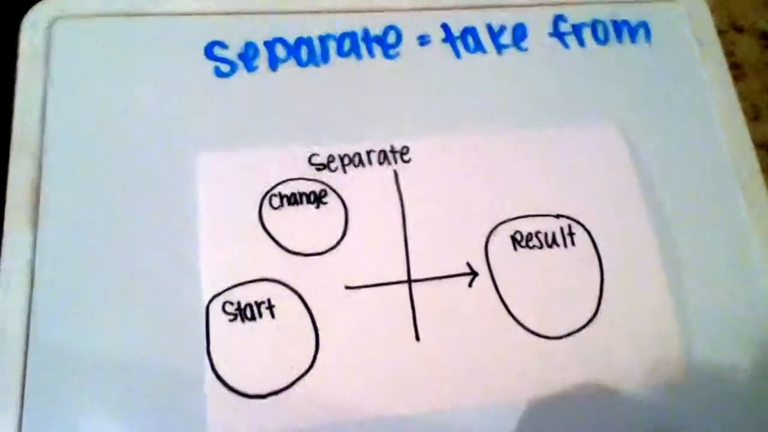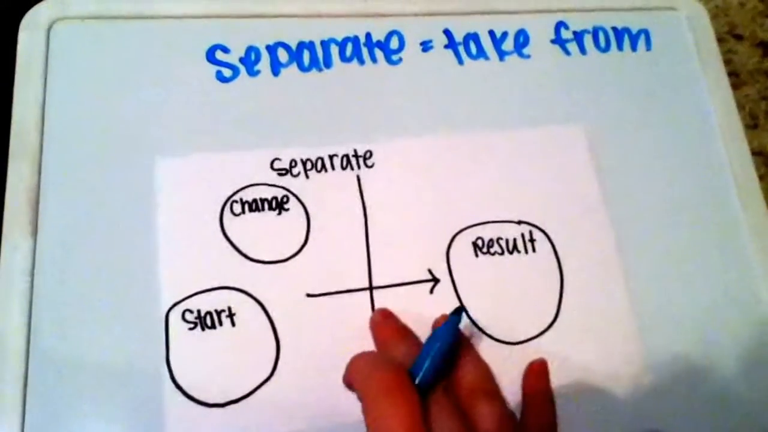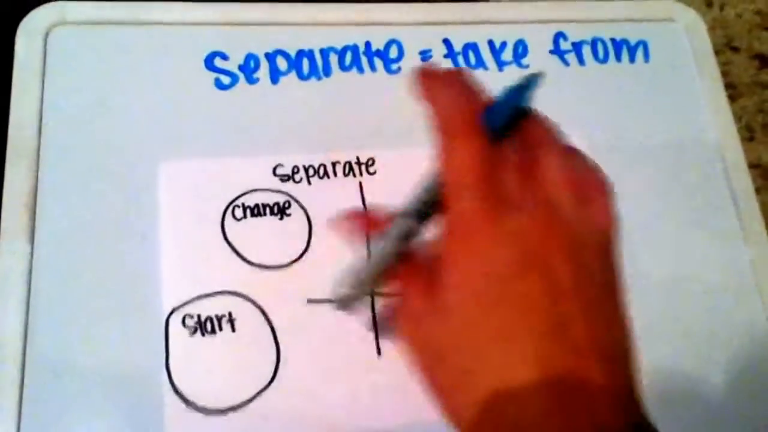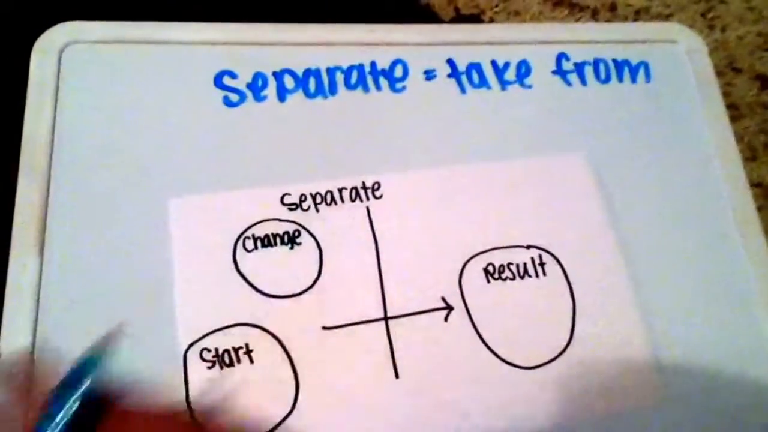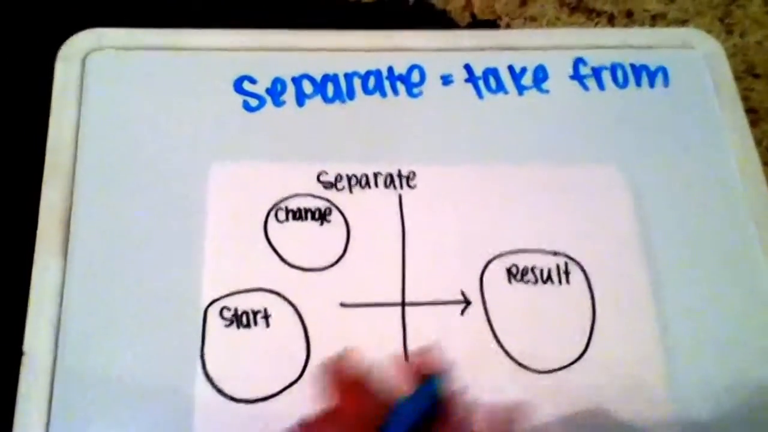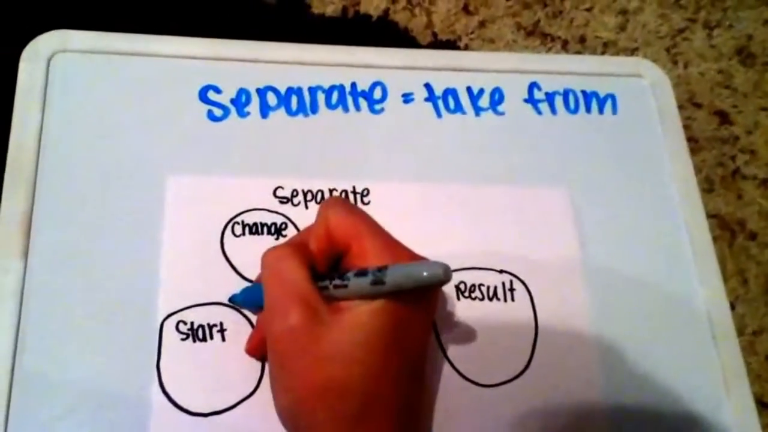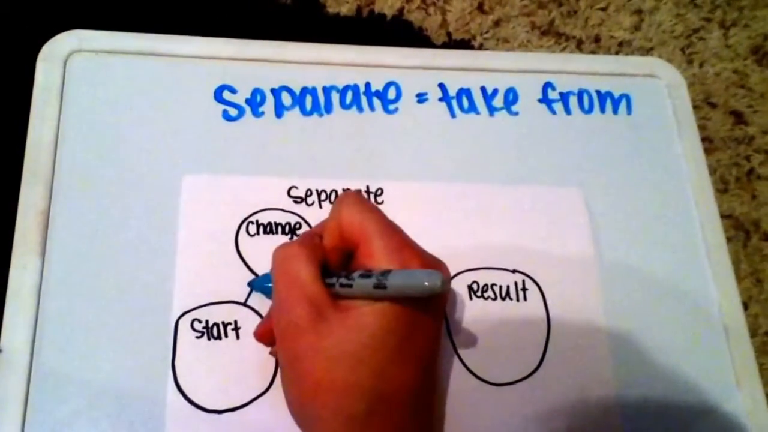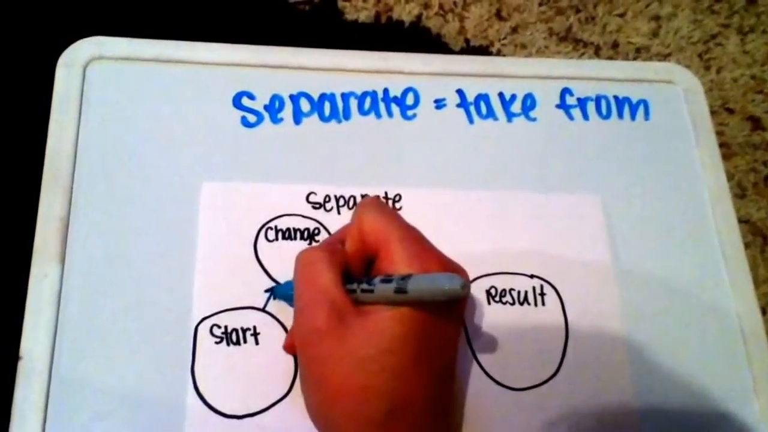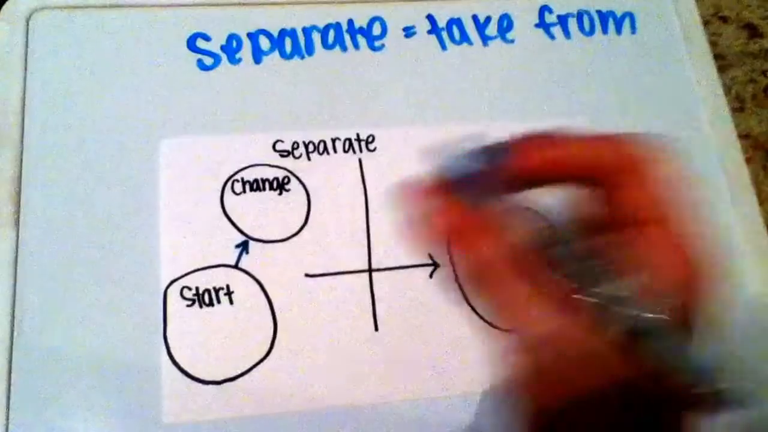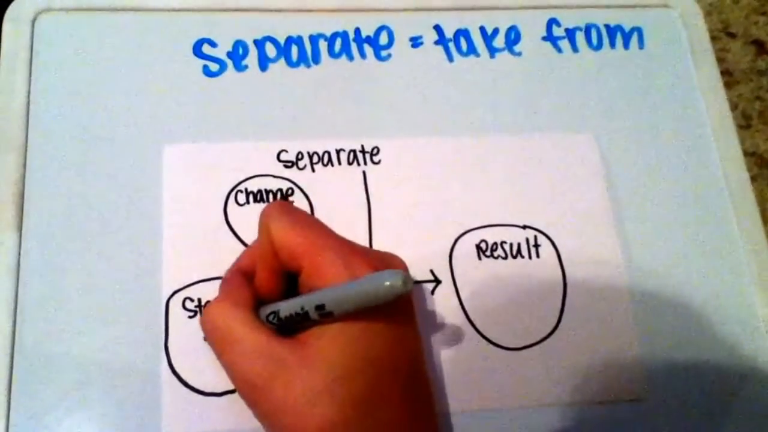The next thing we're going to be doing is separate problems, and this is using the same diagram as the join, except separate is to take from, while join is to add to. So this is our subtraction version. So the main change in this problem is that the start arrow is now going to the change instead of the change going to the start. So let's have an example for this. Let's say that Bob has $3.